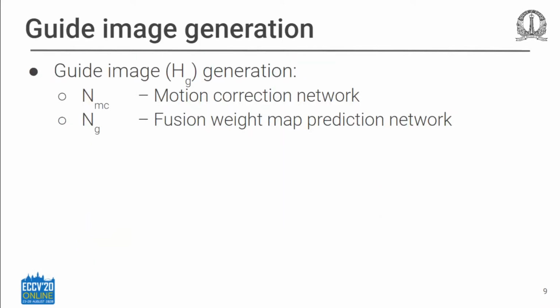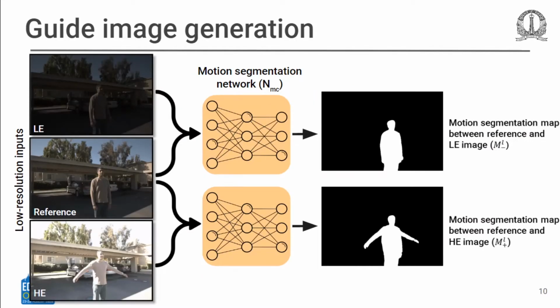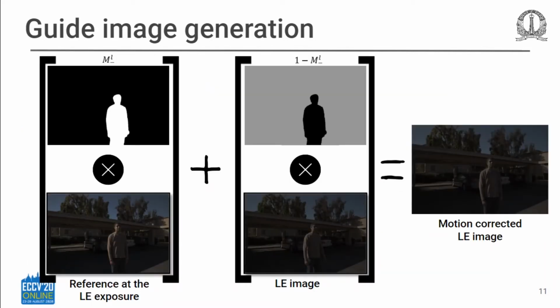The guide image is generated in two steps: motion compensation followed by the weight map based fusion. In the first step, low resolution inputs are passed to a CNN network NMC to segment moving regions between the reference and other non-reference images. We use a UNet model with skip connections for NMC. The output of NMC is a low resolution binary segmentation map with 0 indicating the absence of motion at that pixel in either the reference or the non-reference image, and 1 indicating otherwise. Using the predicted motion segmentation maps, we perform motion compensation in the input sequence. The motion compensation is achieved by replacing the moving regions in the non-reference image with the regions from the reference image at the same location.